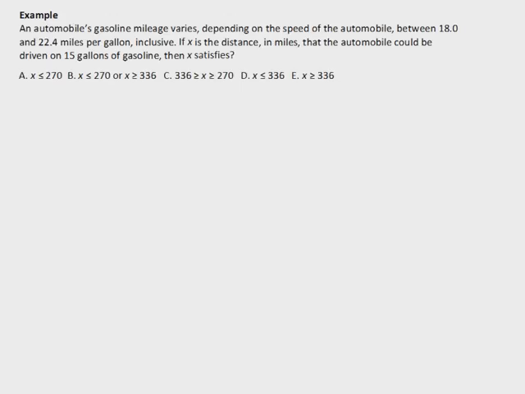An automobile's gasoline mileage varies depending on the speed of the automobile between 18 and 22.4 miles per gallon inclusive. So its mileage, if I were to write it as a combined inequality, is between 18 and 22.4. So this is how I write the mileage. It's greater than equal to 18 but less than equal to 22.4. And the word inclusive says it can equal 18 and it can equal 22.4. So I use less than equal to symbols.